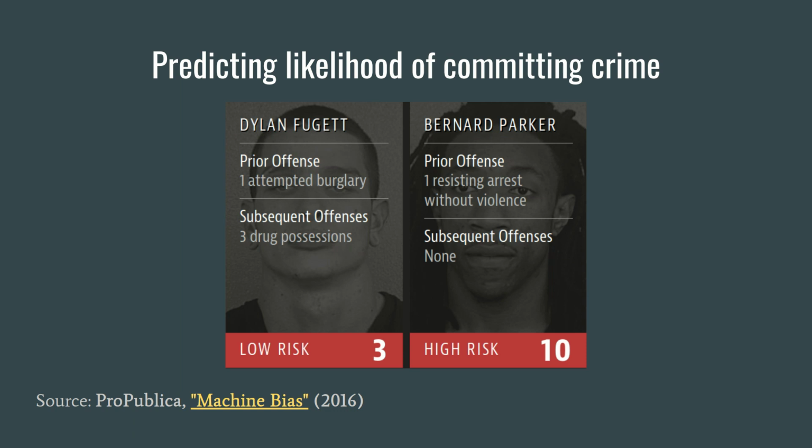And so we can see in this example that though Dylan had a rating of 3, he had 1 attempted burglary as a prior offense listed, and subsequently went on to have 3 drug possession charges at later points after he was rated a risk of 3 by the system. Whereas Bernard had 1 resisting arrest without violence as his prior offense and had no subsequent offenses after being rated a 10 as of the time of the report that was given. And so we have to stop and think about, how does an algorithm like this, that does not explicitly include race or class or things like this in it, make decisions that come out biased?